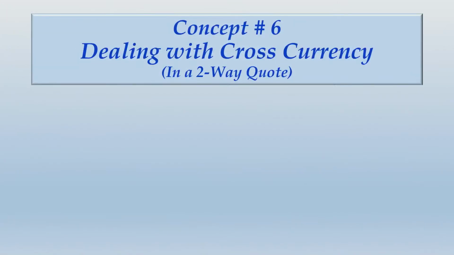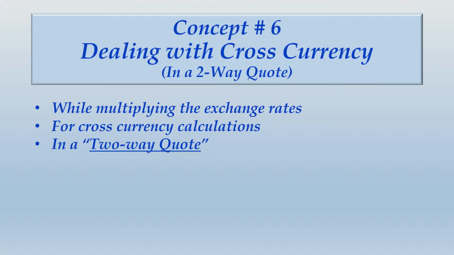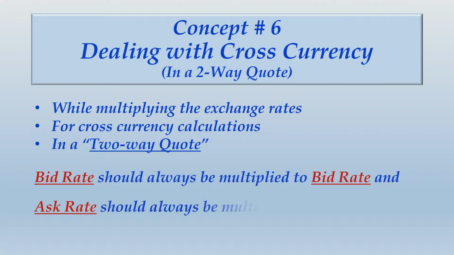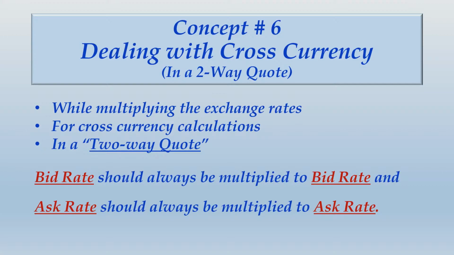Let us move ahead and talk about dealing with cross currency in a two-way quote. Now here something very important, I would want you to take note of this. While multiplying the exchange rates for cross currency calculations in a two-way quote, bid rate should always be multiplied to bid rate and ask rate should always be multiplied to ask rate. Now many students learn this particular concept in different styles, in different ways. My strong advice to you is this particular point, don't take the screenshot. I would want you to write down in your notebooks, because this is the backbone of the entire forex chapter. If you mess with this, everything goes wrong. So my strong recommendation, I'm giving you a couple of minutes, please take note of these lines and then I take you ahead.